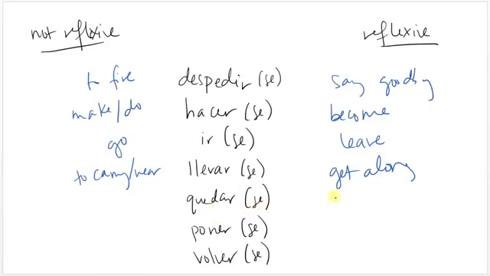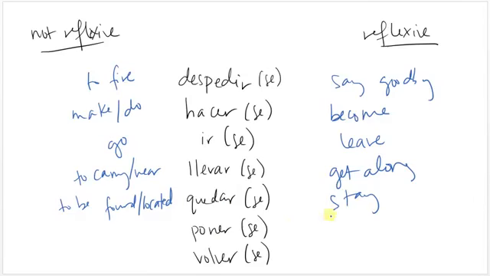Quedarse, when it's reflexive, means to stay in a place for a while, like me quedo en Gainesville por 5 años, I'm staying in Gainesville for 5 years. When it is not reflexive, it means to be found, kind of, or to be located. Like if you wanted to say Oak Hall is located in Gainesville, right? Oak Hall queda en Gainesville.